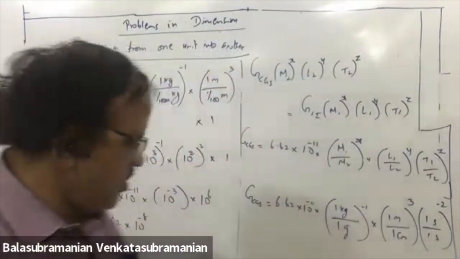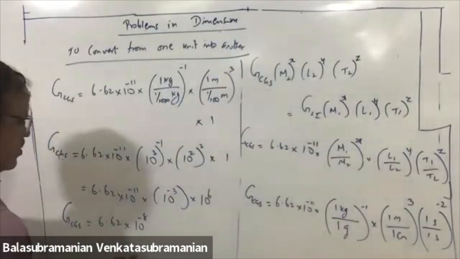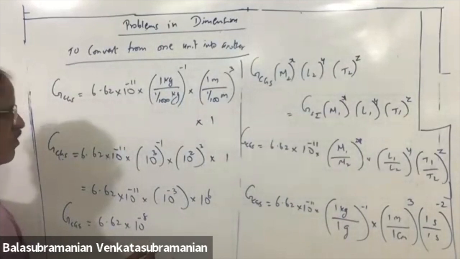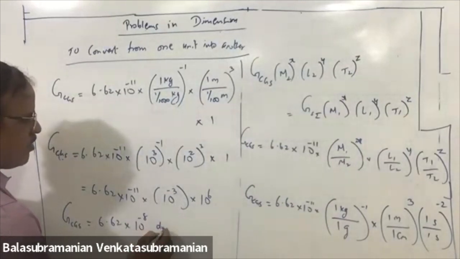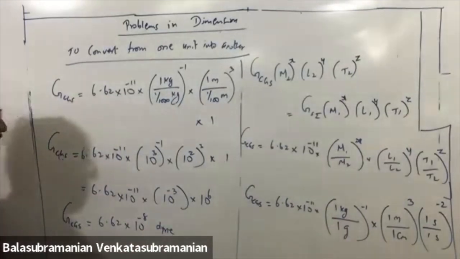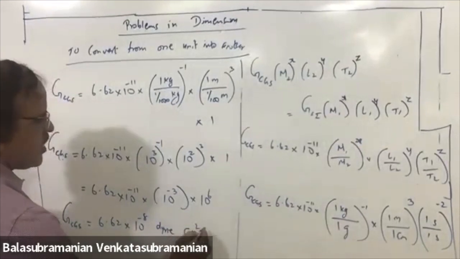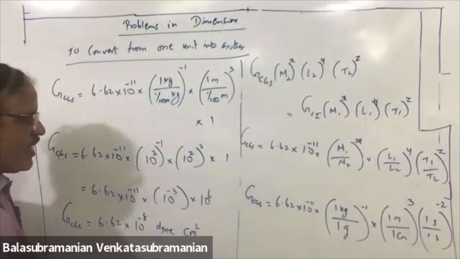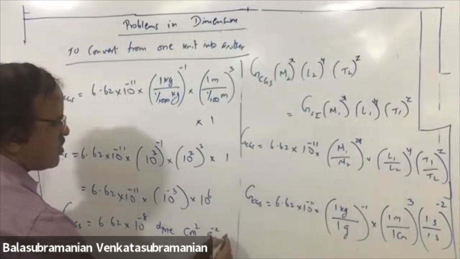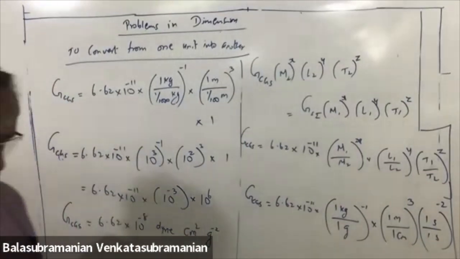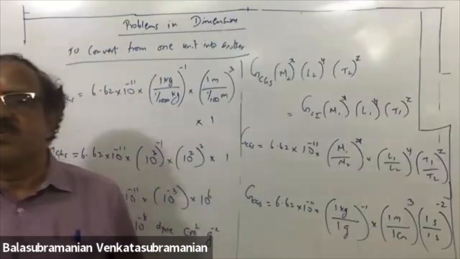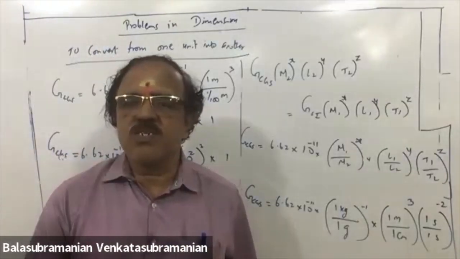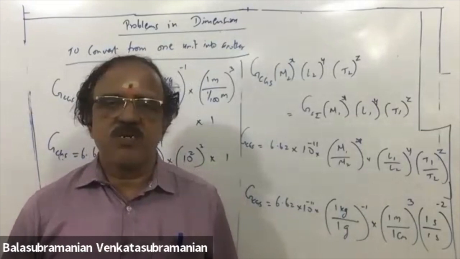In CGS system, instead of Newton, force is in dyne. Meter square becomes centimeter square. Kilogram power minus 2 becomes gram power minus 2. So this is the conversion from one system of unit to another system of unit.